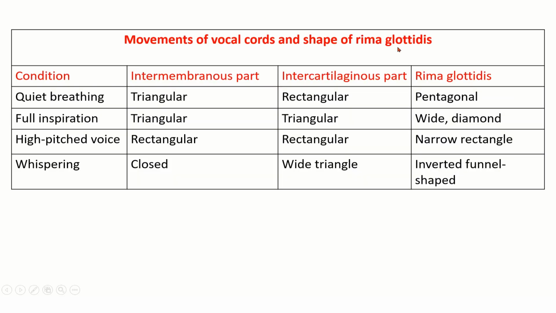So, movements of the vocal cords and shape of the rima glottidis by condition. In quiet breathing, the intermembranous part is triangular, the intercartilaginous part rectangular, and the rima glottidis is pentagonal. In full inspiration, the intermembranous part is triangular, the intercartilaginous part is also triangular, giving a wide diamond shape. In a high pitched voice, the intermembranous part is rectangular, the intercartilaginous part rectangular, giving a narrow rectangle. In whispering, the intermembranous part is closed, whereas the intercartilaginous part is a wide triangle, giving an inverted funnel shape.